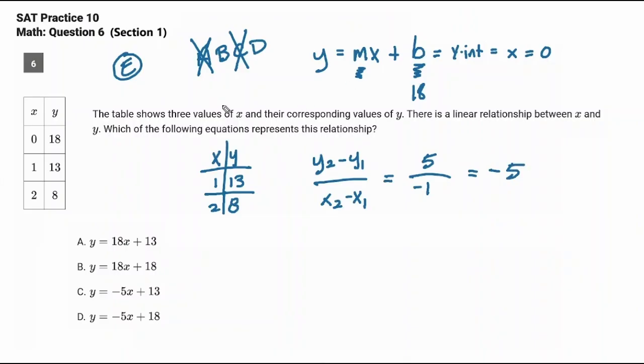So let's look at B. B says 18. D says negative 5. That's the answer. It does take a little work, but it is not in any way hard. Easy problem. Get it right and move on.